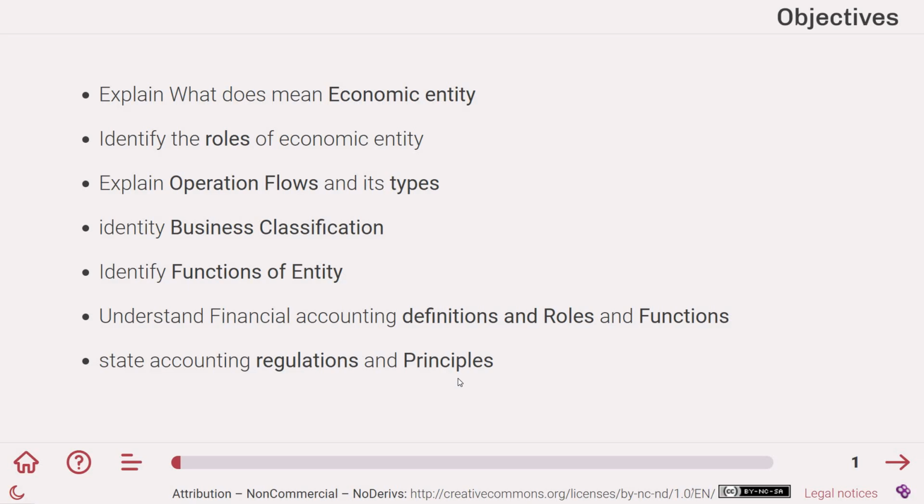So the objectives of this lesson are to explain what an economic entity means. A second objective is to identify the roles of an economic entity and explain operation flows and its types. Identify business classification and also identify the functions of an entity. The last two objectives are understanding the financial accounting definition, rules and functions, and stating accounting regulation and principles.